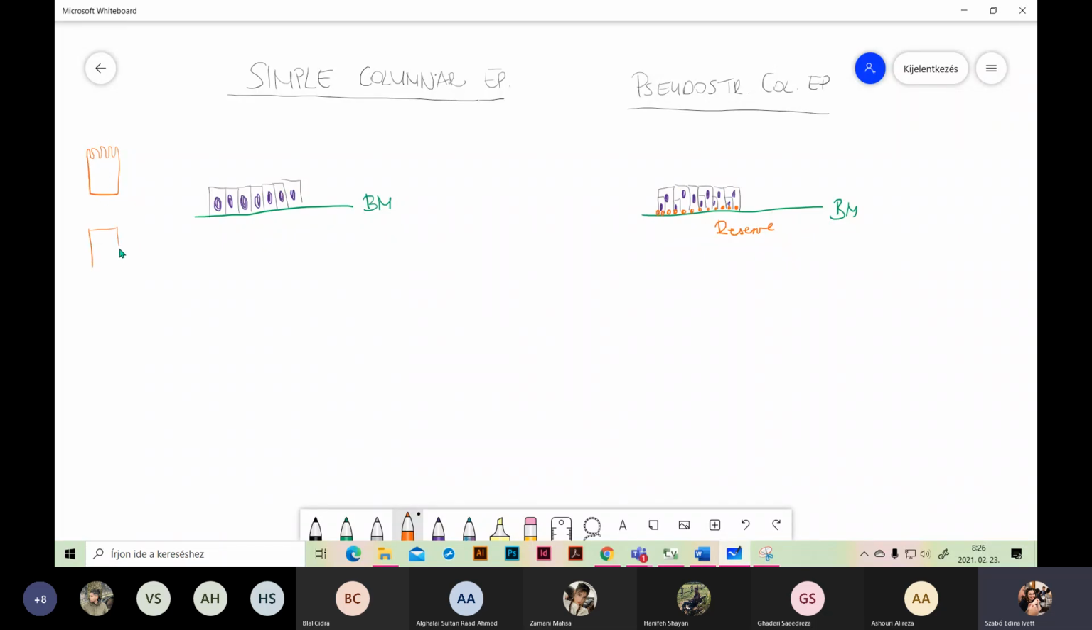And the kinocilia, it's a bigger structure. The size is between the microvilli and stereocilia. It can be 5 to 10 micrometers long. And what is the main function of kinocilia?